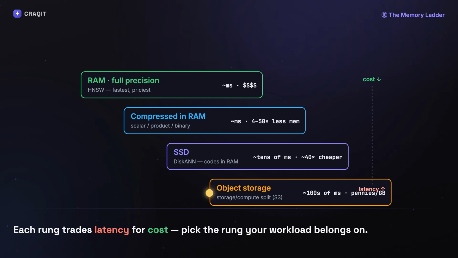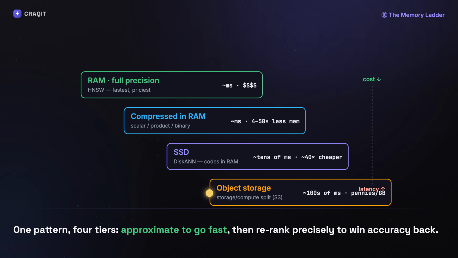The same two ideas recur at every rung. Approximate to go fast, then re-rank with something more precise to win accuracy back. Quantization approximates in RAM and re-ranks on full vectors. DiskANN approximates in RAM and re-ranks from disk. Object storage caches a hot approximation and fetches the cold truth on demand. It's one pattern applied at 4 different storage tiers.